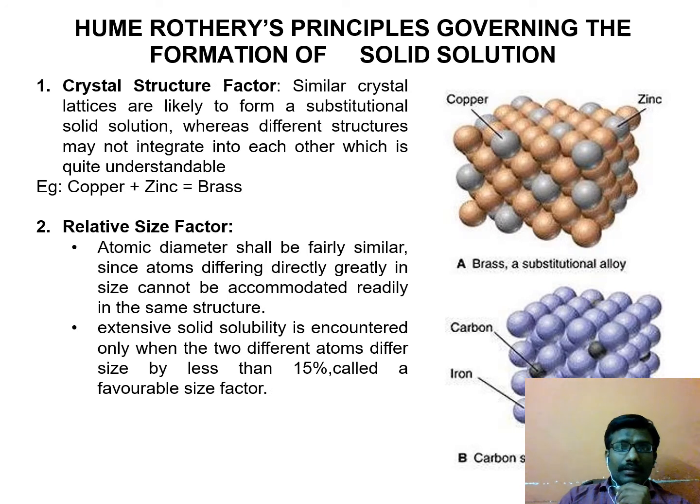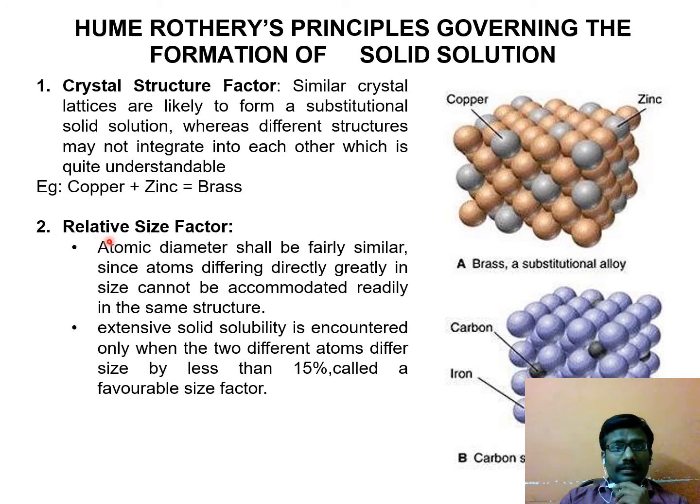First one is the crystal structure factor. Here, both solvent and solute must have the same crystal structure; only then can we form the solid solution. Otherwise it is not possible. Here copper and zinc both have the same crystal structure, so we can form the brass alloy. So this is the first factor.